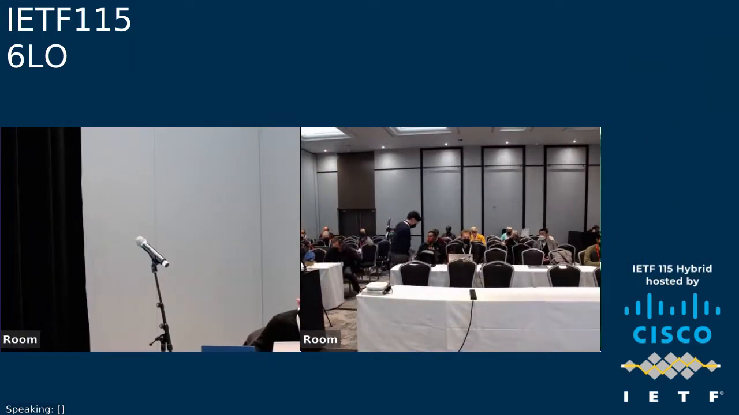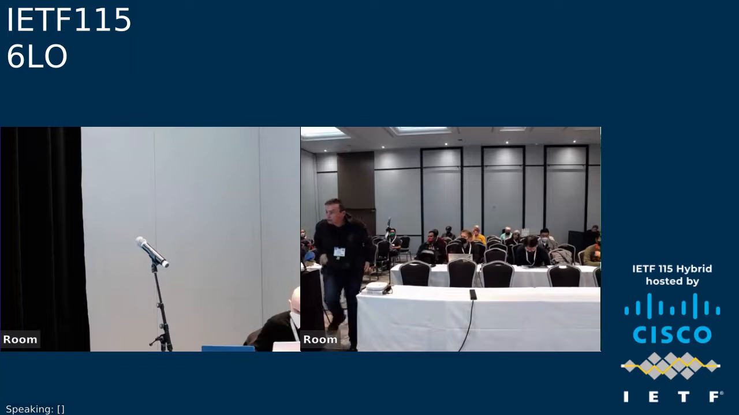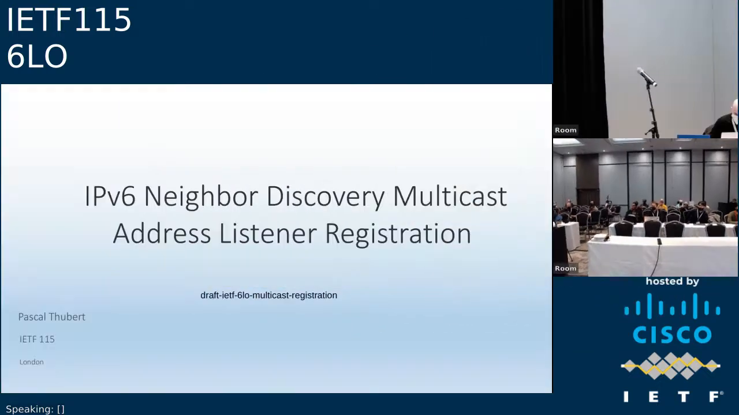So the next couple of presentations will be given by Pascal on the two drafts related to IPv6 ND. Hello. So this is Pascal from Cisco. This document is an extension of RFC 8505 that aims at registering not only unicast addresses as we do in 8505, but also multicast and anycast addresses.